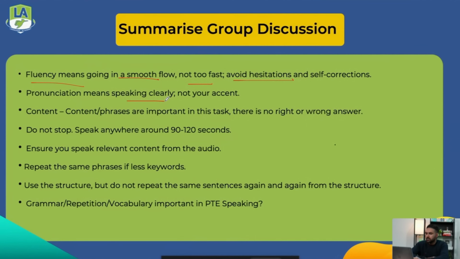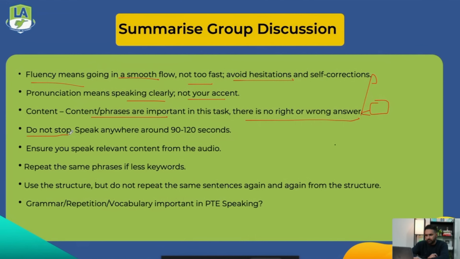Pronunciation means speaking clearly, it's not about your accent. Content phrases are important in this task, but remember there's no right or wrong answer. Let's say if one audio is given to 1,000 different students, no two students will have the same answer. But they'll have the same phrases or keywords from the audio, and that's what you have to focus on.